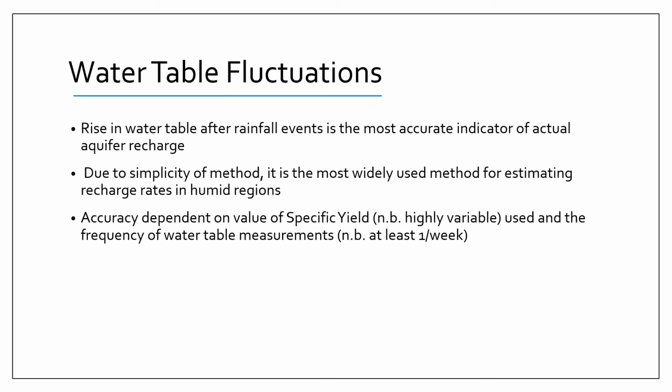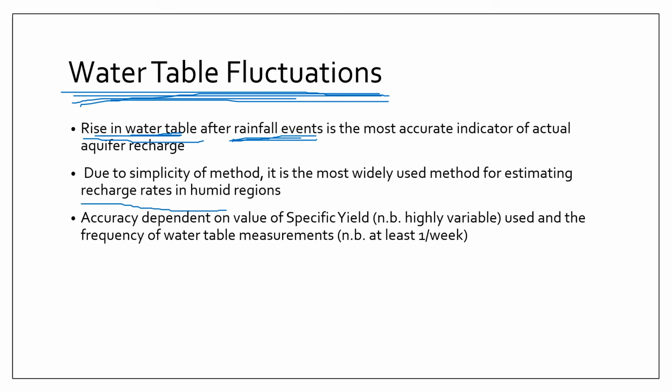And the other method, which I think is one of the most important methods, is the water table fluctuation. This involves studying the rise in water table after a big rainfall event. This is actually the most commonly used method for humid regions like, of course, your Philippines or India. And I think the only limit of this method is that it depends a lot on the value of specific yield.